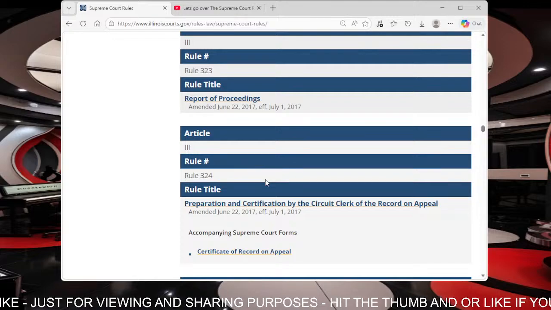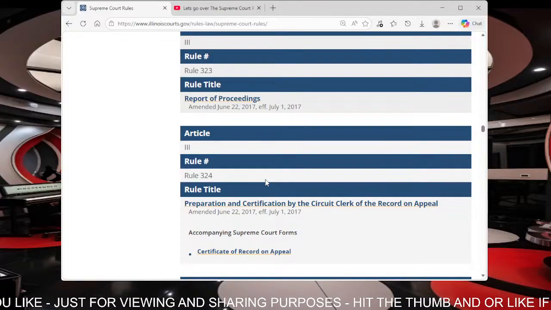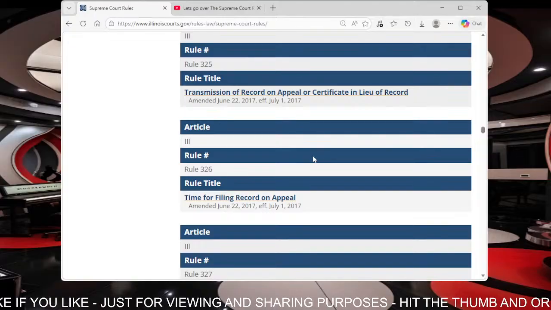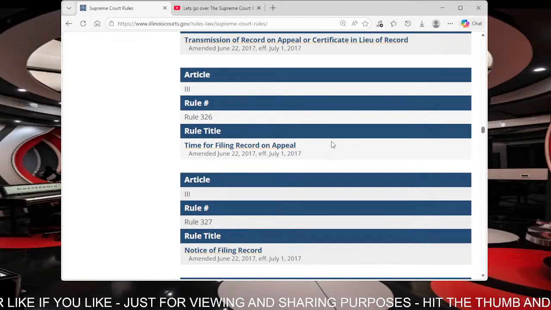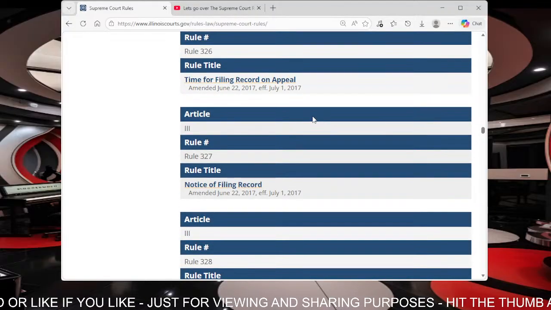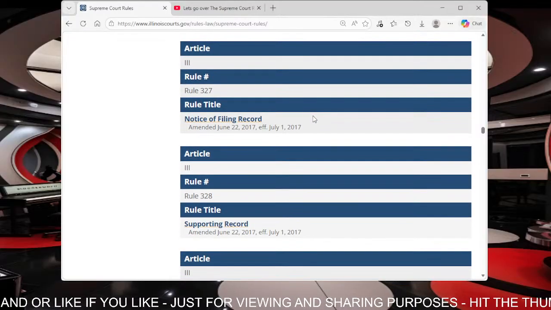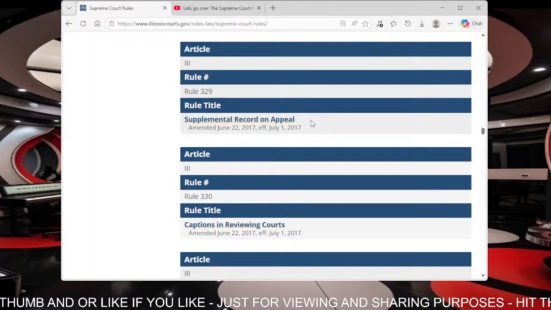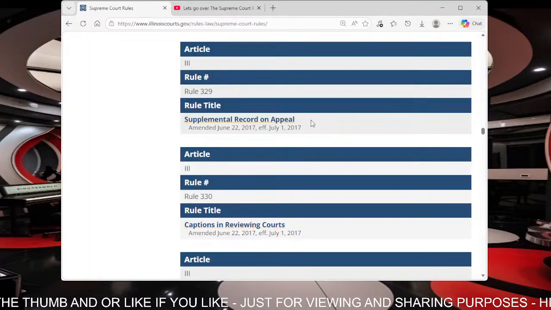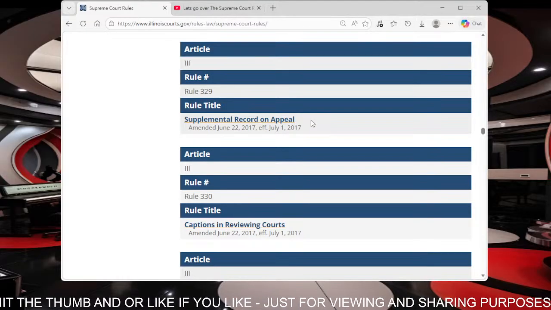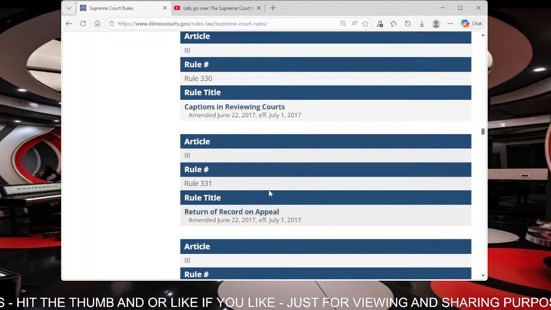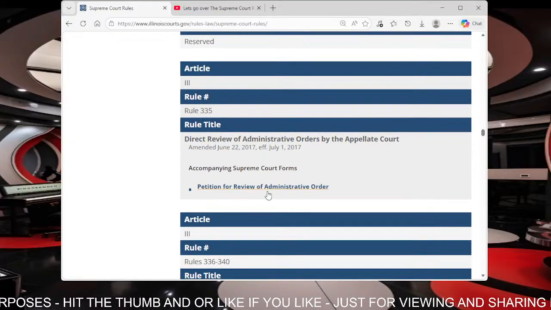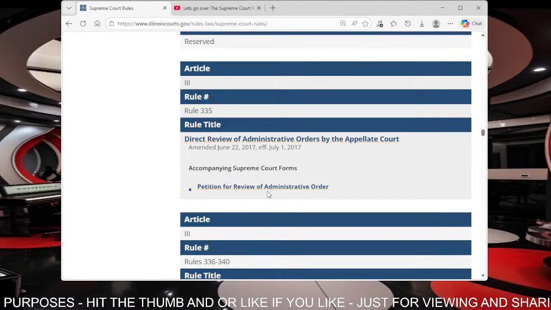Report of proceedings, 323, 324, preparation and certification of the circuit court record on appeal. 325, transmission of record of appeal or certificate in lieu of record. Time for filing record of appeal is 326, 327, notice of filing record, 328, supporting record, 329, supplemental record on appeal. Time for filing record. Rule 330, captions in reviewing courts. 331, return of the record on appeal. 332, reserved. 335, direct review of the administrative order by appellate court.